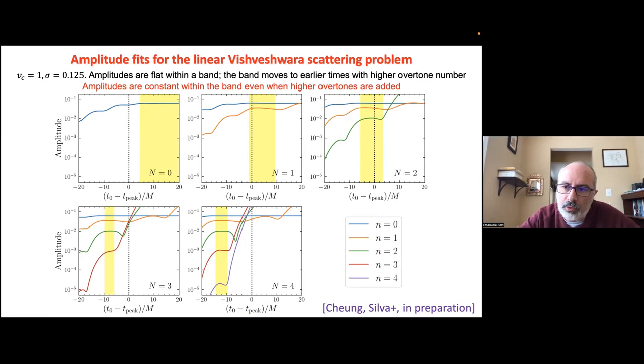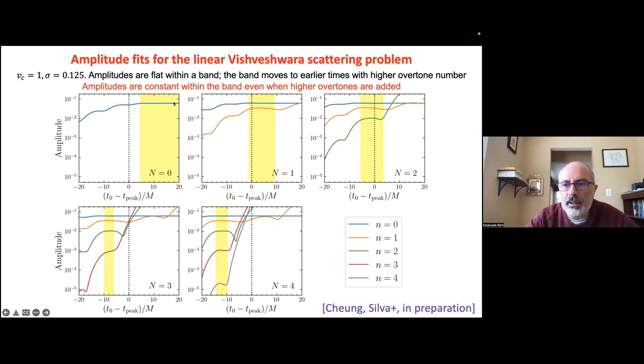So I will consider again the scattering of a Gaussian. And what you see here is the value of the amplitude when you fit one mode or two modes or three modes and so on as a function of time. So if you try to fit a single damped exponential to the data, what you see is that the fit is not quite a damped exponential because the amplitude is not constant. In linear perturbation theory, the amplitude should be constant. It only becomes constant some 5M perhaps after the peak, and then it stays constant to a very good accuracy.